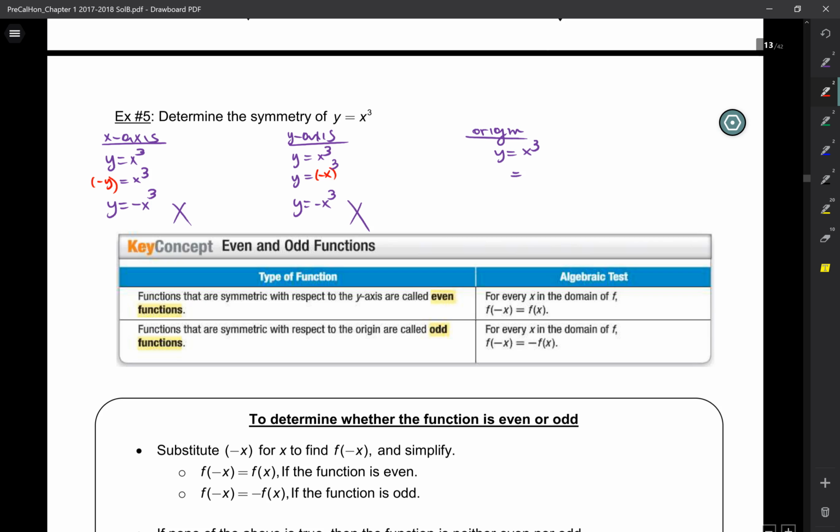So negative y is equal to negative x cubed, minus y is equal to minus x cubed. So y is equal to x cubed. Did I get back the original function? Yes, so it's symmetric around the origin.